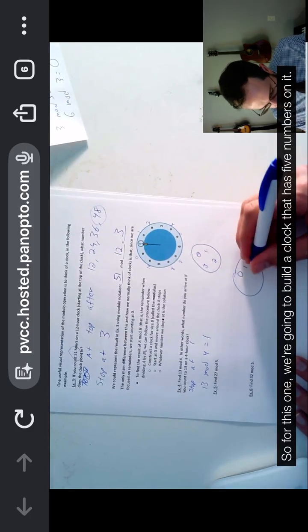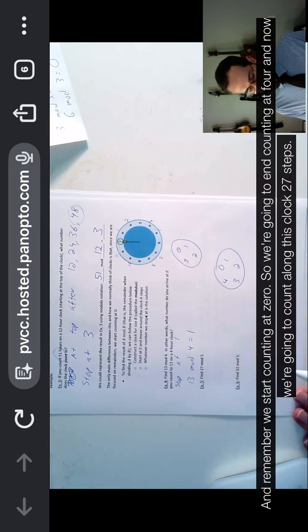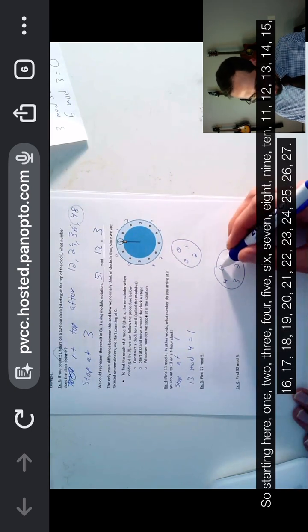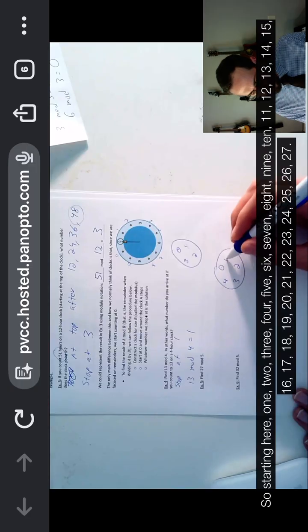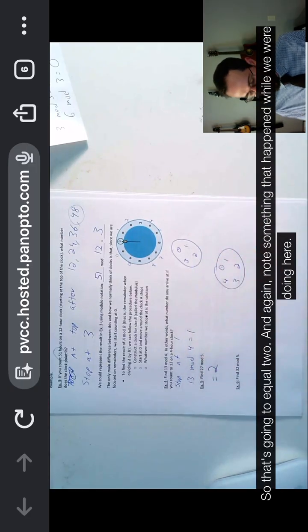Let's do a couple more exercises like this. 27 mod 5. For this one, we're going to build a clock that has 5 numbers on it. And remember, we start counting at 0, so we're going to end counting at 4. Now we're going to count along this clock 27 steps. So starting here, 1, 2, 3, 4, 5, 6, 7, 8, 9, 10, 11, 12, 13, 14, 15, 16, 17, 18, 19, 20, 21, 22, 23, 24, 25, 26, 27. So that's going to equal 2.